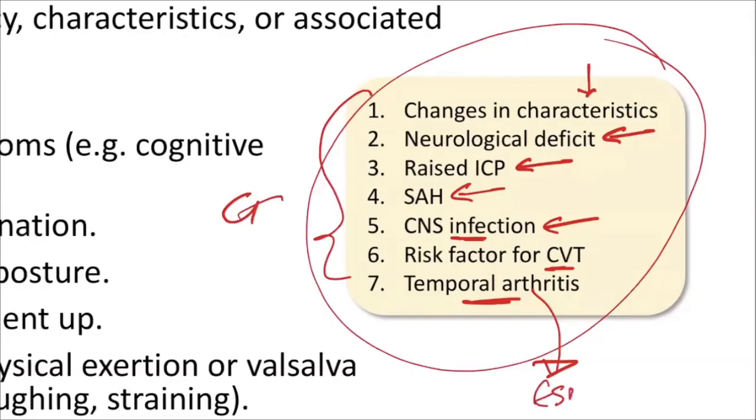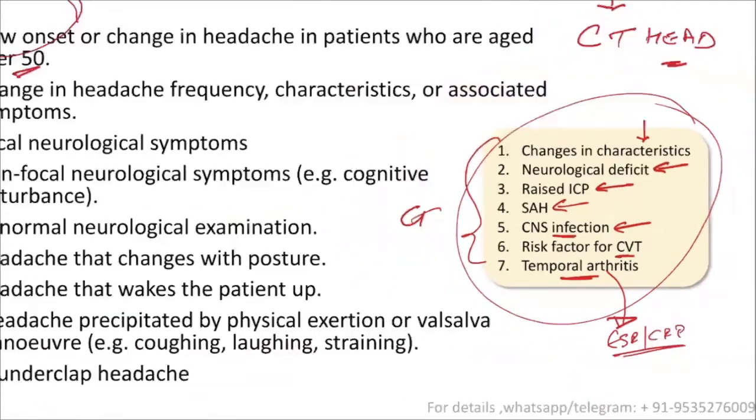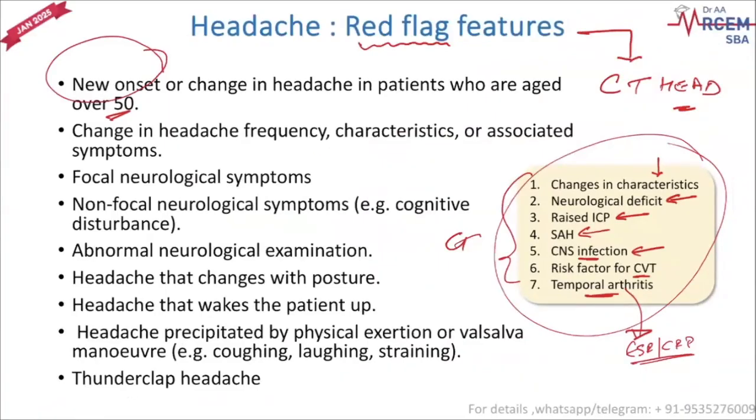Usually we get inflammatory markers in the emergency department to support your diagnosis. So these are the same things that I put up across here. Along with the characteristic, look out for the frequency and association, the focal neurological deficit and non-focal neurological deficit, like cognitive disturbance. These are nothing but neurological deficits that I'm talking about, including this one.